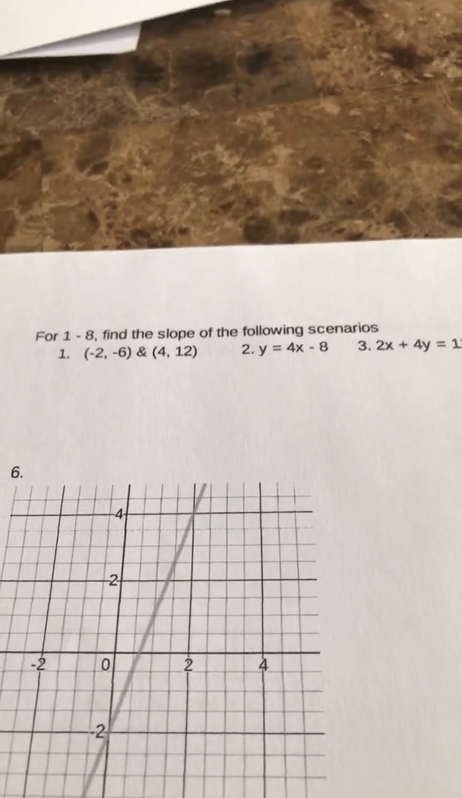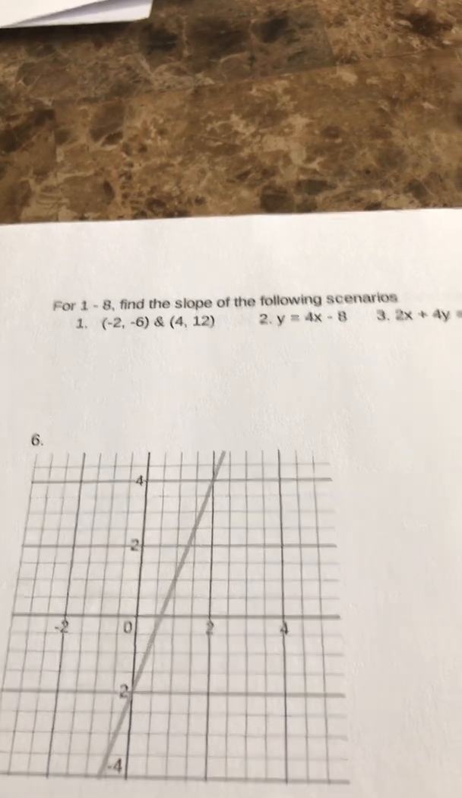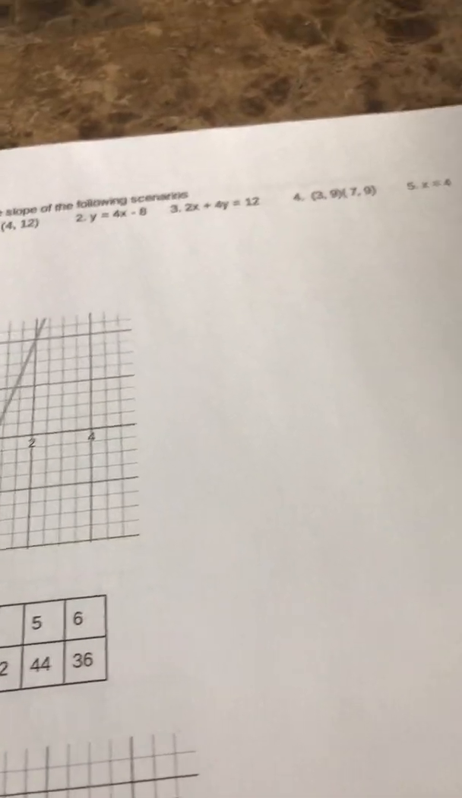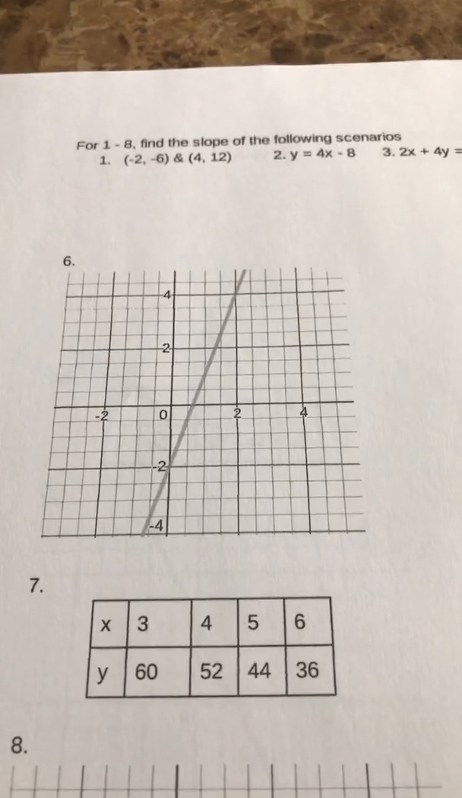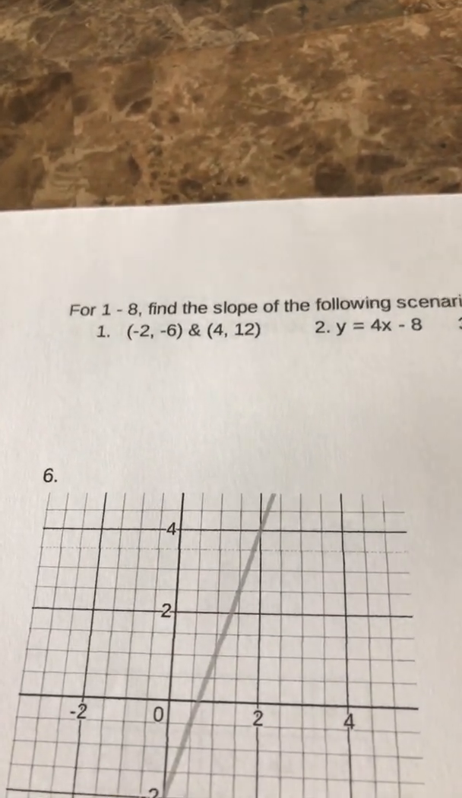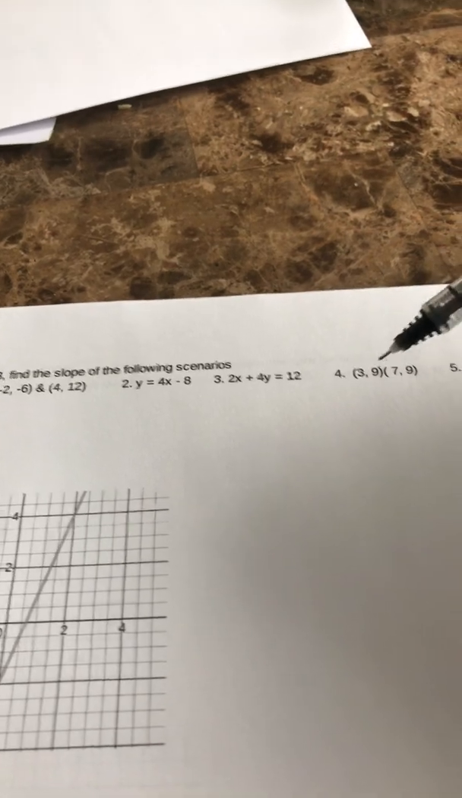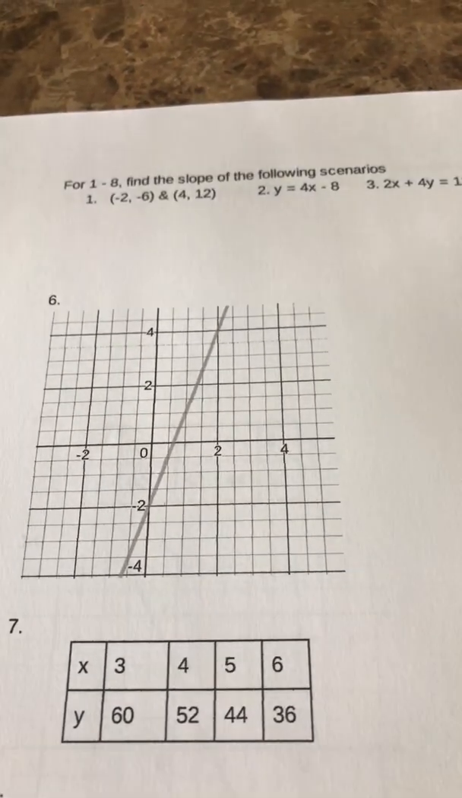Now we're going to go through the second checkpoint of your linear section. So the first 8 questions all dealt with finding the slopes of various scenarios. So I'm evaluating whether or not you can find the slope between 2 points from slope-intercept form, standard form, special linear scenarios, as well as a table and a graph.